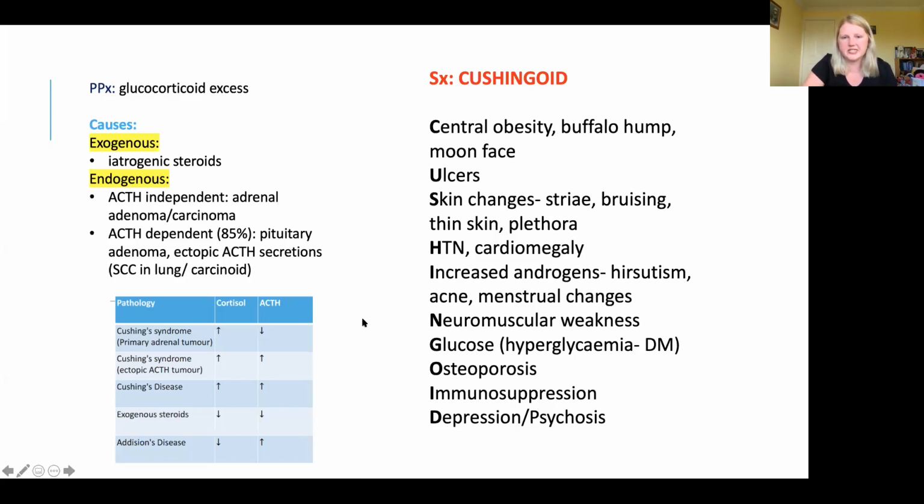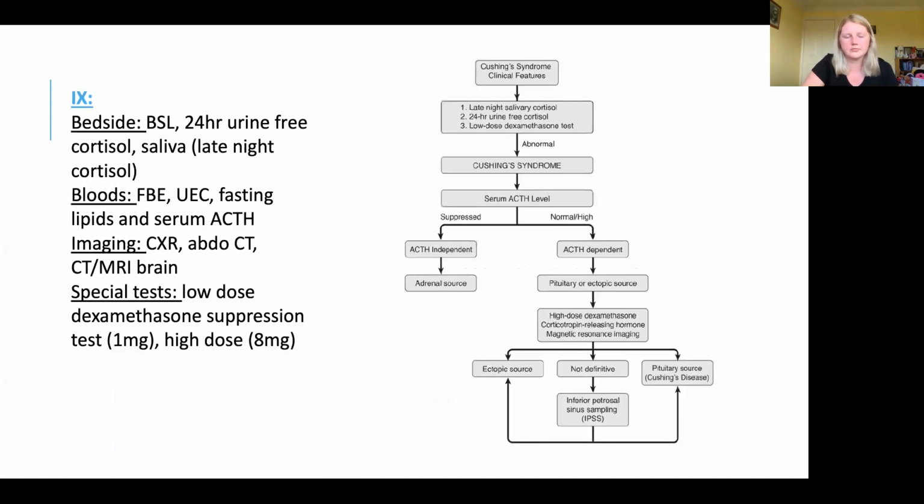Again, looking at the symptoms, here's a nice acronym if you like them, but particularly thinking head to toe, I think is the most useful way to remember it. The thing I do want to focus on though in this case is the investigations for Cushing's. So in terms of a bedside investigation, if you're suspecting Cushing's, we can do the salivary cortisol, which is done at night. We can also do a 24-hour urine collection, but this is obviously less favoured by patients. Or we can do a low-dose dexamethasone test. So I will go through each of these tests in a bit more detail.